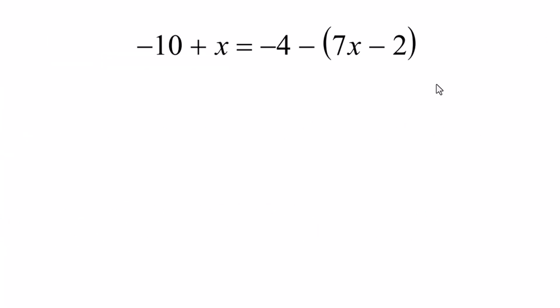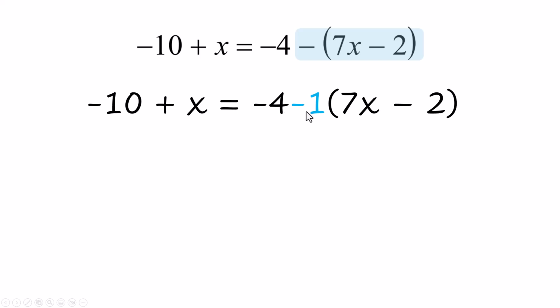We're asked to solve for x, and the first step I'm going to take you may not expect, but I'm going to deal with this minus the quantity 7x minus 2 by rewriting it as negative 1 times 7x minus 2. And then here I can do distributive property and multiply both of the terms inside the parentheses by the negative 1. Doing something like this helps avoid sign mistakes.